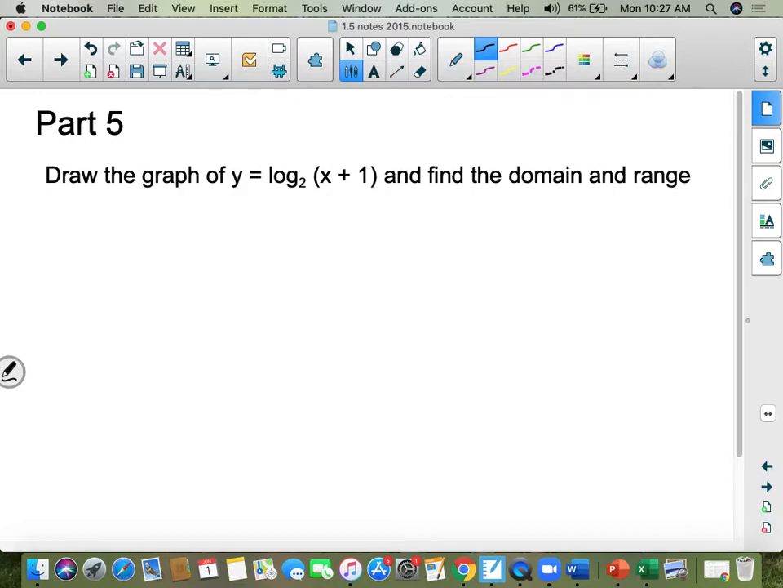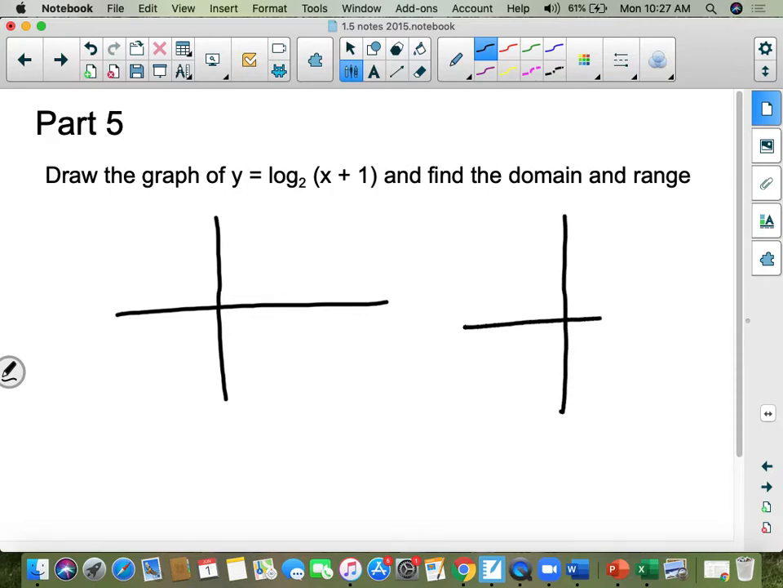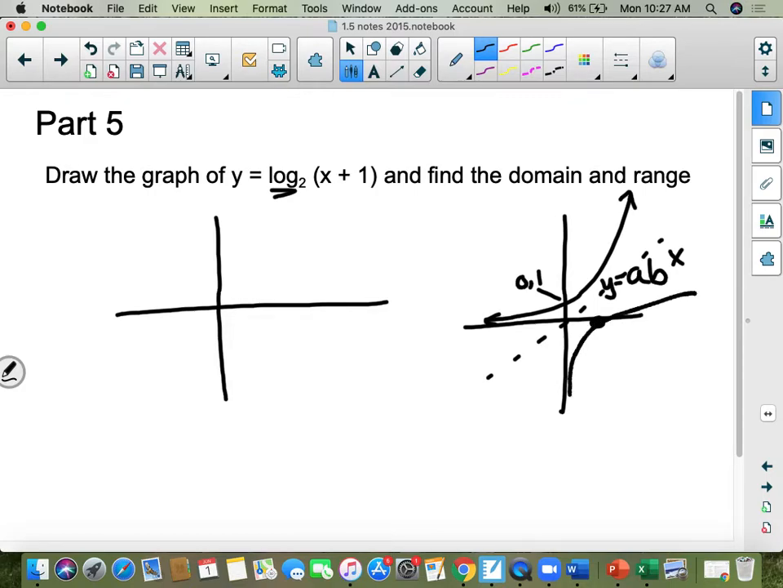So basically, if you think about what a log is, I want to bring this back again. This is an exponential function, correct? This is y is equal to ab to the x. Well, a log is the inverse of this. So what's the inverse of this? If this went through 0, 1, the inverse of it has to go through 1, 0. And it looks like this.